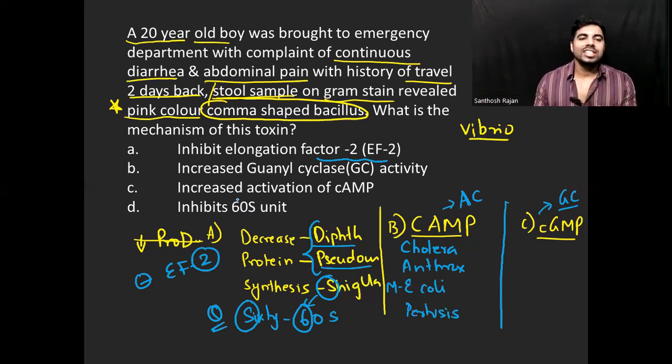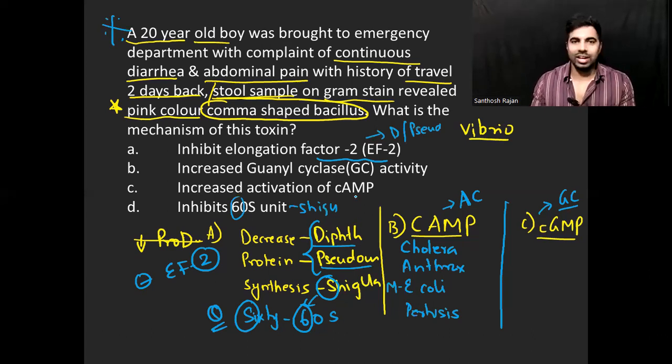See everything they've given: 60 for Sheila, Shigella. EF2 factor we already told: diphtheria and pseudomonas. Please, you have to know this one. This topic is very, very important, and the question is asked everywhere. For cAMP the clue is cholera, anthrax, E for E. coli, P for pertussis.